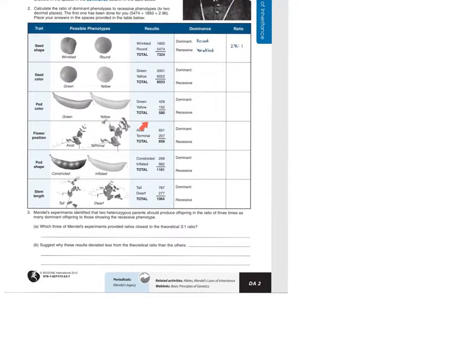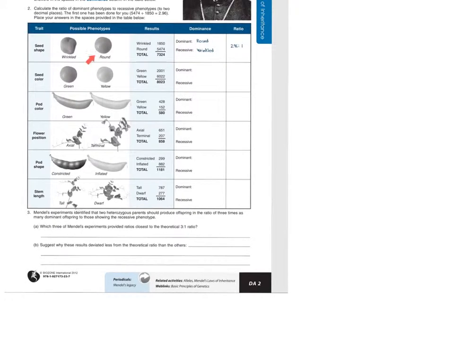He counted them. He said, wow. Imagine counting 7,324 total peas and deciding how many wrinkled, how many round. That's just, to me, this whole effort, it would take a monk to do it, right? Because you have to have that kind of patience. So he made all these counts, and now you're going to go ahead and do it. I want you to do this. I want you to write down how many dominant, how many recessive.